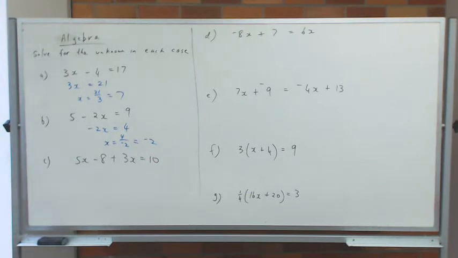I'm sure there's other ways of doing it. The other way would be to bring the 2x on this side and make it positive if you wanted to. You could prefer that, just how you did it.